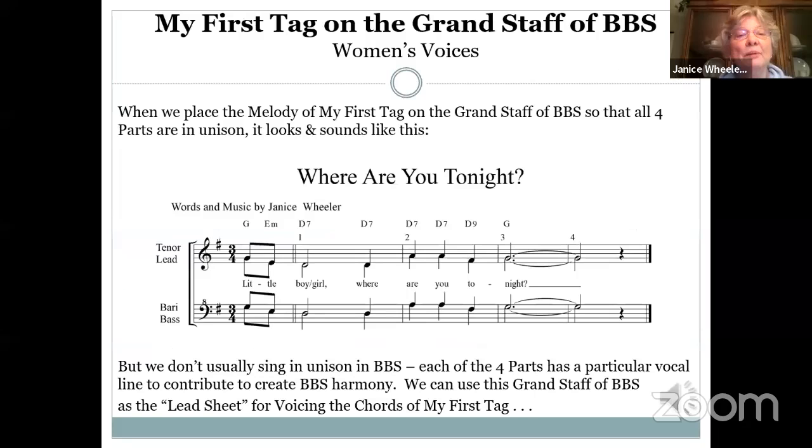When we place the melody of My First Tag on the grand staff of barbershop so that all 4 parts are in unison, it looks and sounds like this.